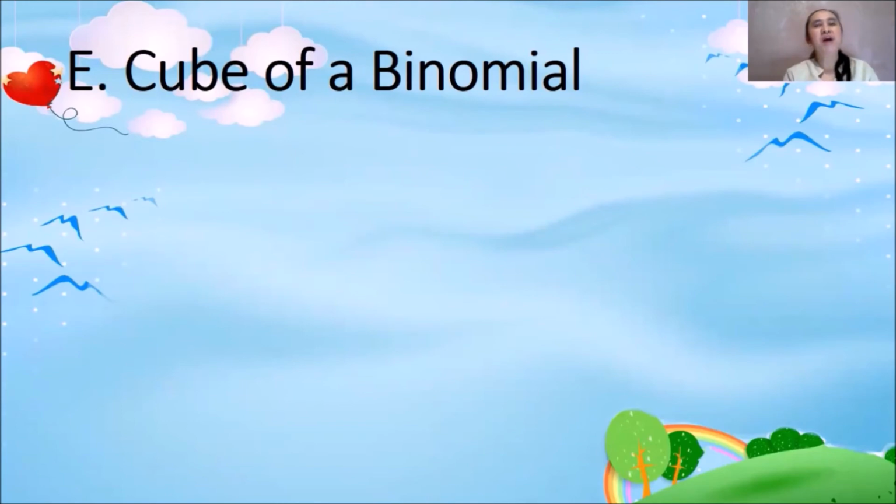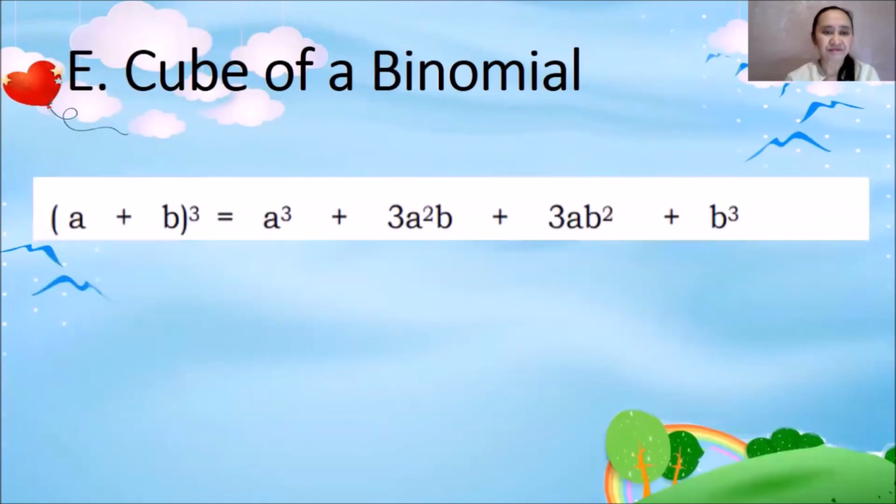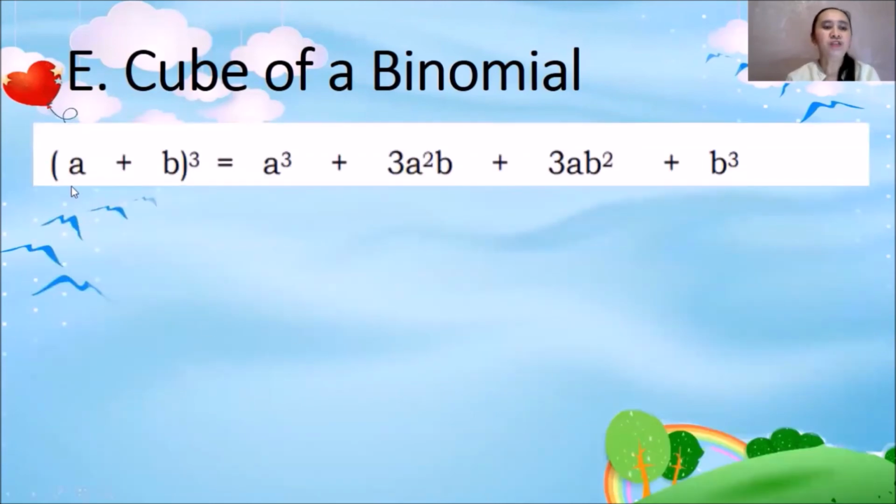Now, the cube of a binomial. So let us be careful in solving this. Follow the procedure to solve the special product. Okay, this is the quantity a plus b. This is the first term, this is the second term.